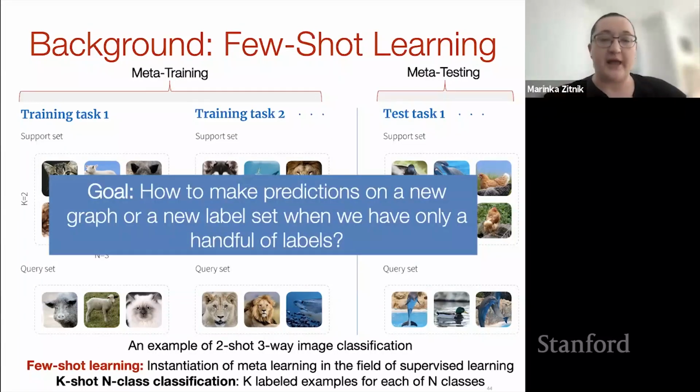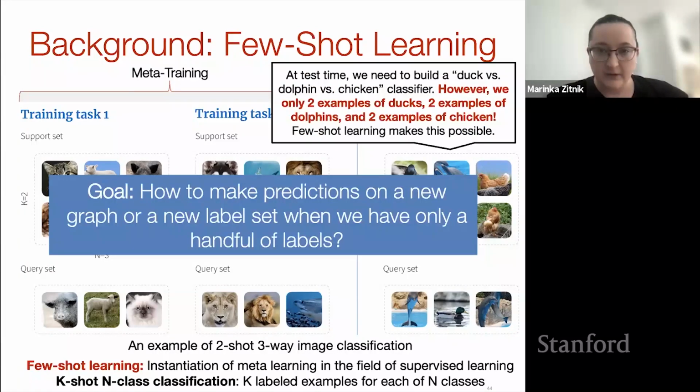The goal that we will have here, now that we have this background on few-shot learning and meta-learning, is how to make predictions on a new graph or a new label set. Essentially, we want to use few-shot learning not for image classification, but for graphs.